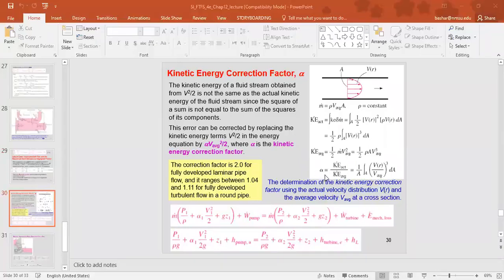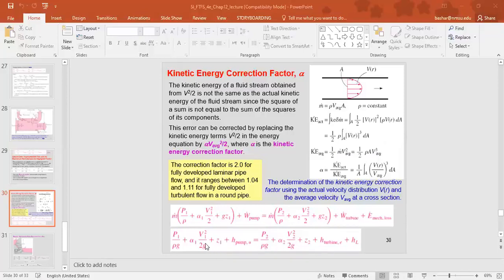The kinetic energy correction factor equals the actual kinetic energy power divided by the average kinetic energy power, and it has this integral form. So once we know the velocity profile as a function of the radial coordinate, we may be able to calculate the kinetic energy correction factor. In general, it equals 2 for fully developed laminar pipe flow, and it ranges between 1.04 and 1.11 for fully developed turbulent flow in a round pipe.